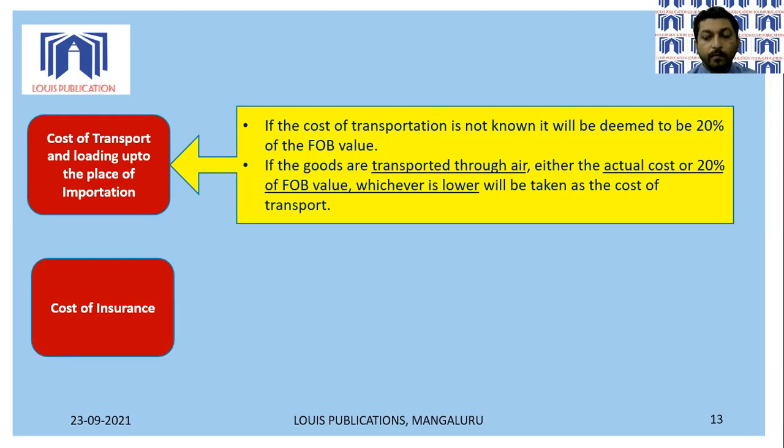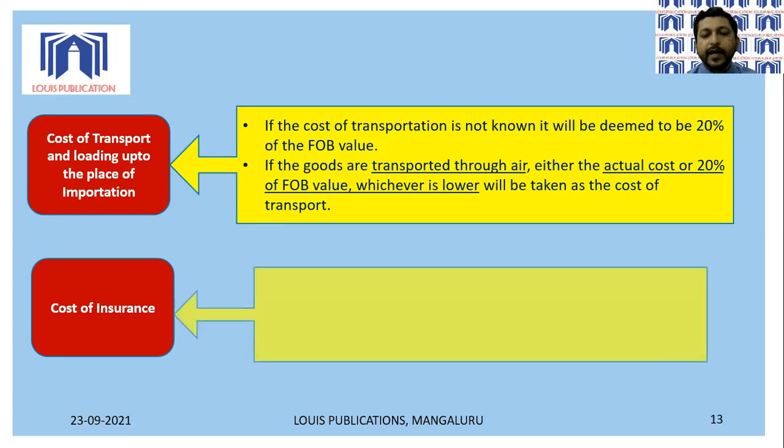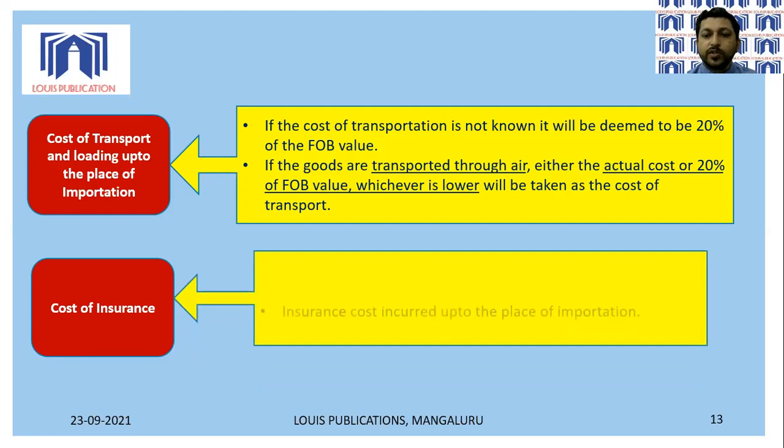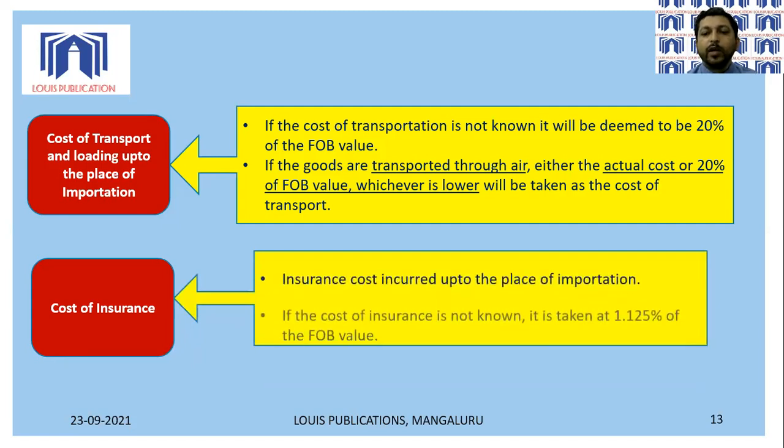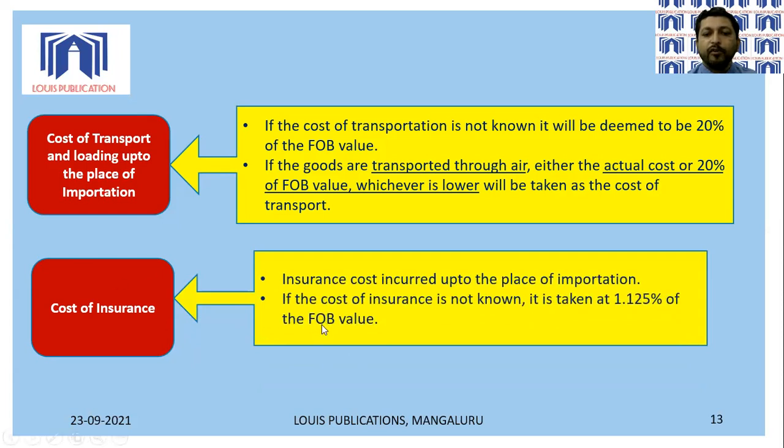That's all. Now, very important point, if the cost of insurance is given, we take that value. If the cost of insurance is not given, we take 1.125% of the FOB value. So insurance cost incurred up to the place of importation only. If the cost of insurance is known, we will take that value. If it is not known, only then we will take 1.125% of the free on board value. So these are the 7 items that make up the assessable value.